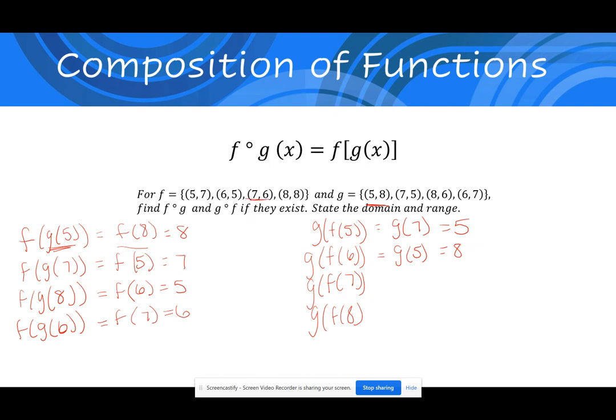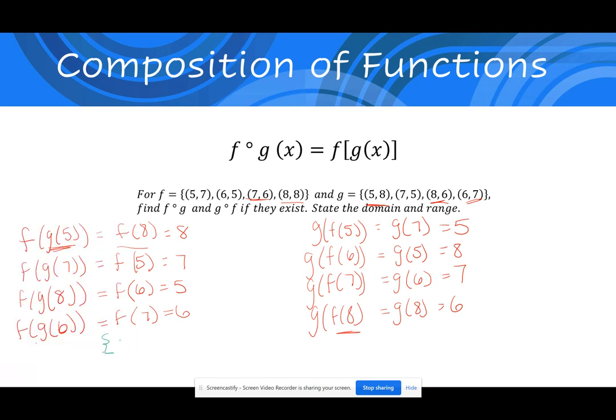F of 7 gives us 6. G of 6 gives us 7. And f of 8 gives us 8. And g of 8 gives us 6. So now we did it 2 different ways.